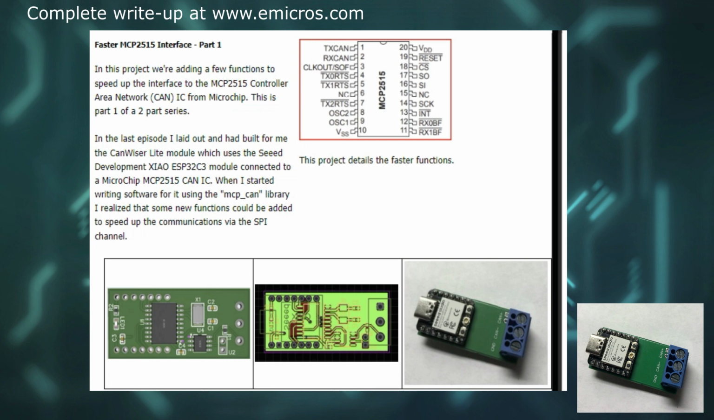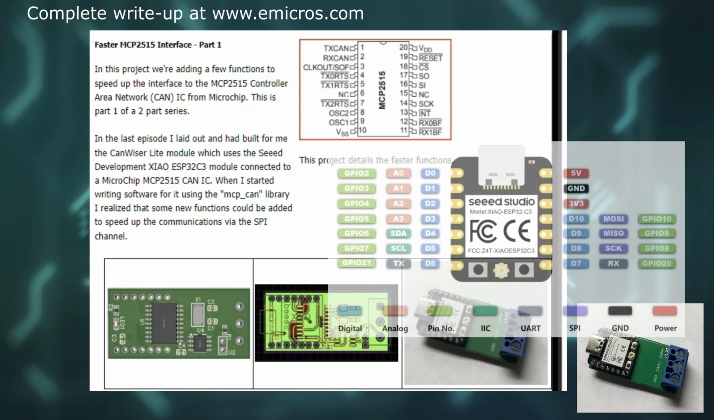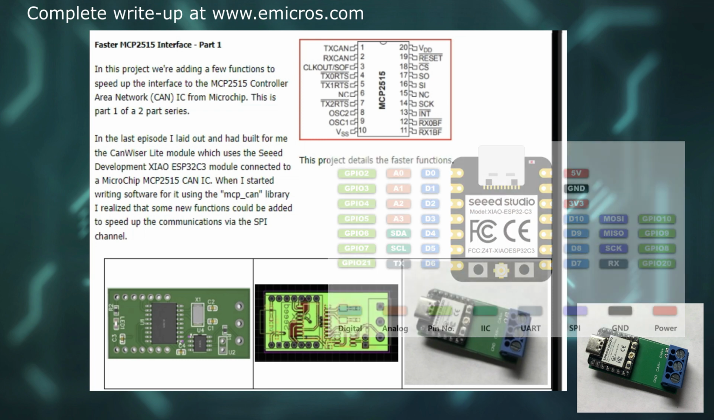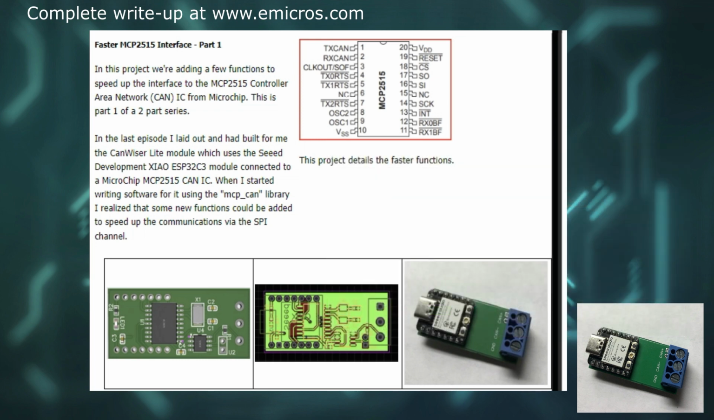In the last episode, I laid out and built, for me, the CanWiser Lite module, which uses the Seeed Development XIAO ESP32C3 module connected to a Microchip MCP2515 CAN IC. When I started writing software for it using the MCP CAN library, I realized that some new functions could be added to speed up the communication via the SPI channel.